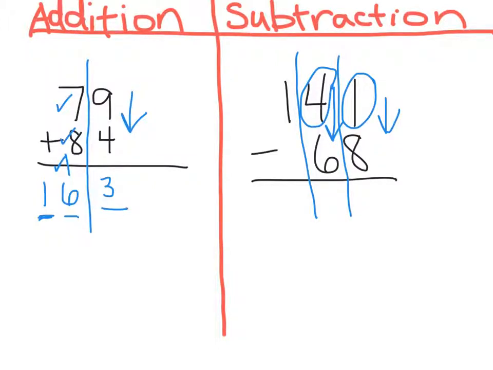So I'm going to come all the way over to my hundreds column, and I'm going to ungroup one of those hundreds. So this would be like if I drew a picture of 141, I would have 100, 4 tens, and 1 extra 1. So I'm going to ungroup this 100. I'm going to take it away. That's going to leave me with 0 hundreds, but it's going to give me 10 extra tens. So I'm going to add those extra tens.